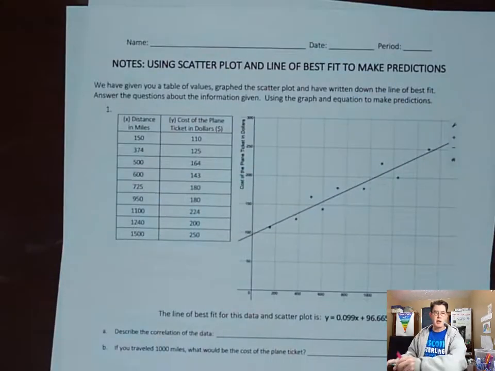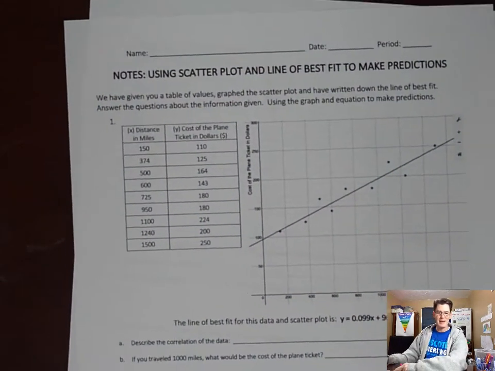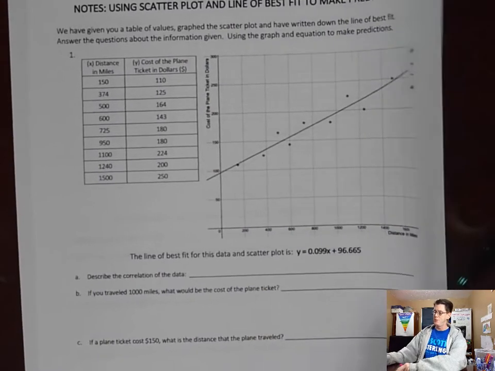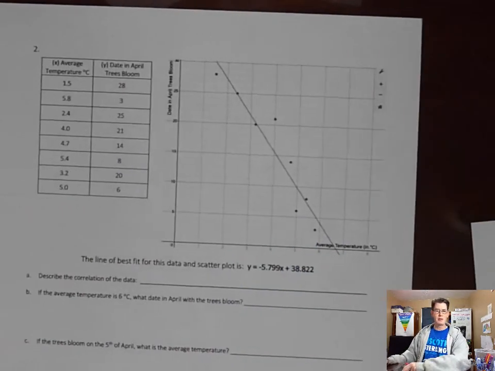For example, on the notes page, if you printed that out, clicking on the link and then printing it out, you can see we've got a positive correlation on this problem. And you can see we've got what kind of correlation?